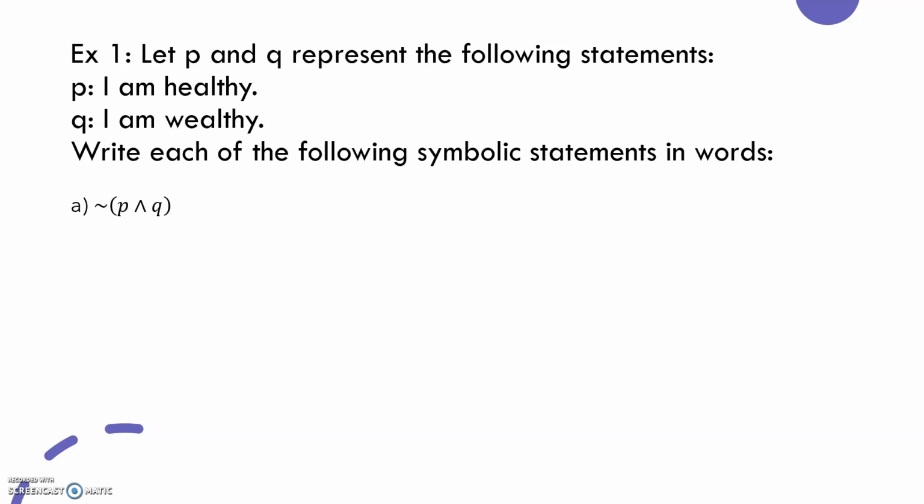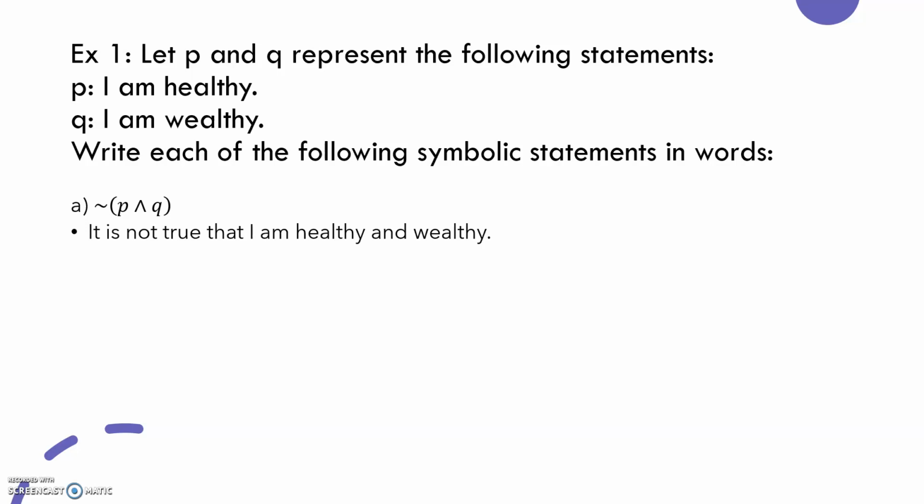The first one reads, so that little squiggly line is the negation. That reads not. And then the upside down V is the and. So this reads not, parenthesis, P and Q. Since the P and Q is in parentheses, that means I'm negating the P and the Q. I'm not just negating the P. So again, the placement of the parentheses is really, really important. Since P is I'm healthy and Q is I'm wealthy, then the negation of that would be it is not true that I am healthy and wealthy. So this is how that statement in symbolic form would translate to words.